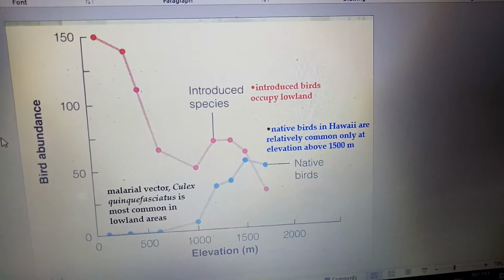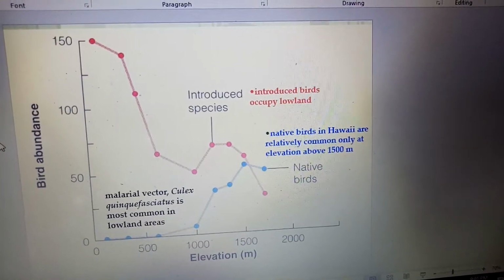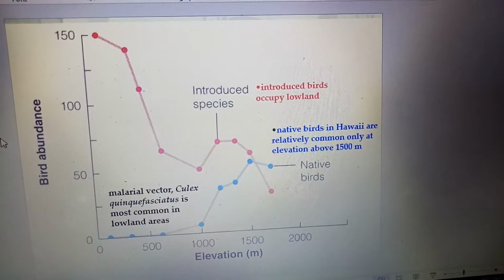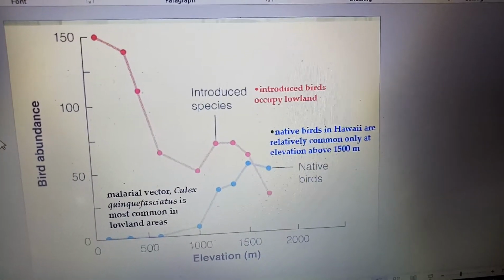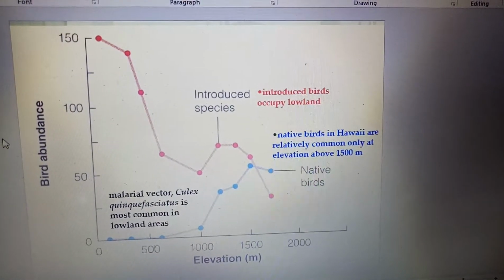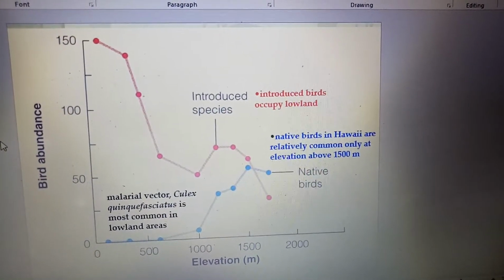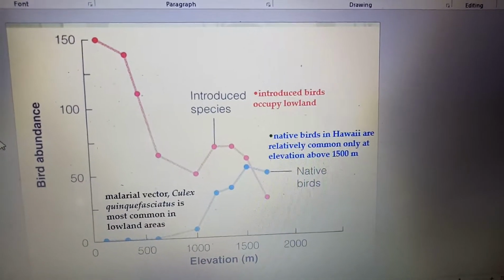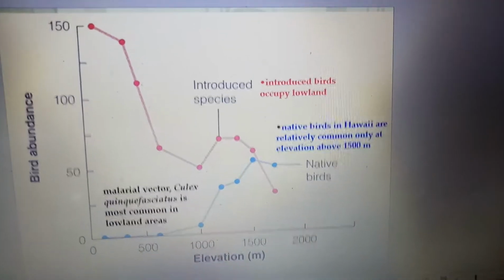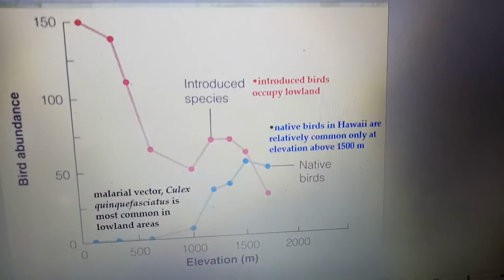So the number just slightly increases and decreases. Whereas for the red graph, this is about introduced species. Introduced species occupy the lowland. So originally the bird abundance is higher, and then after that it reduces very seriously.